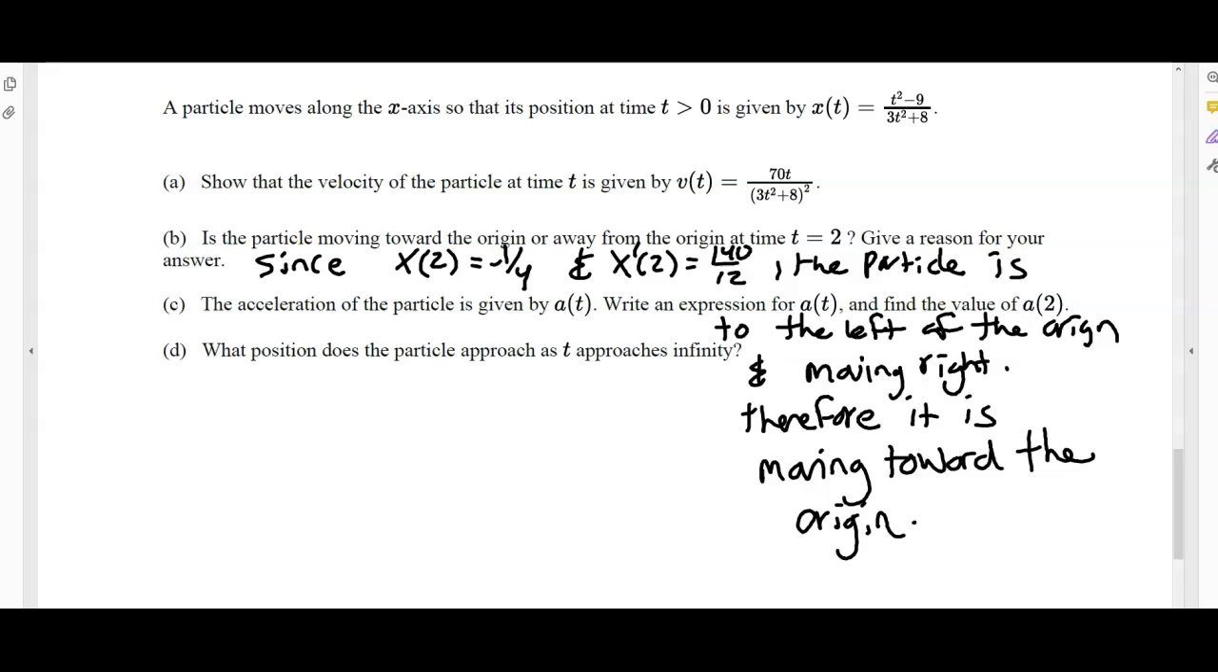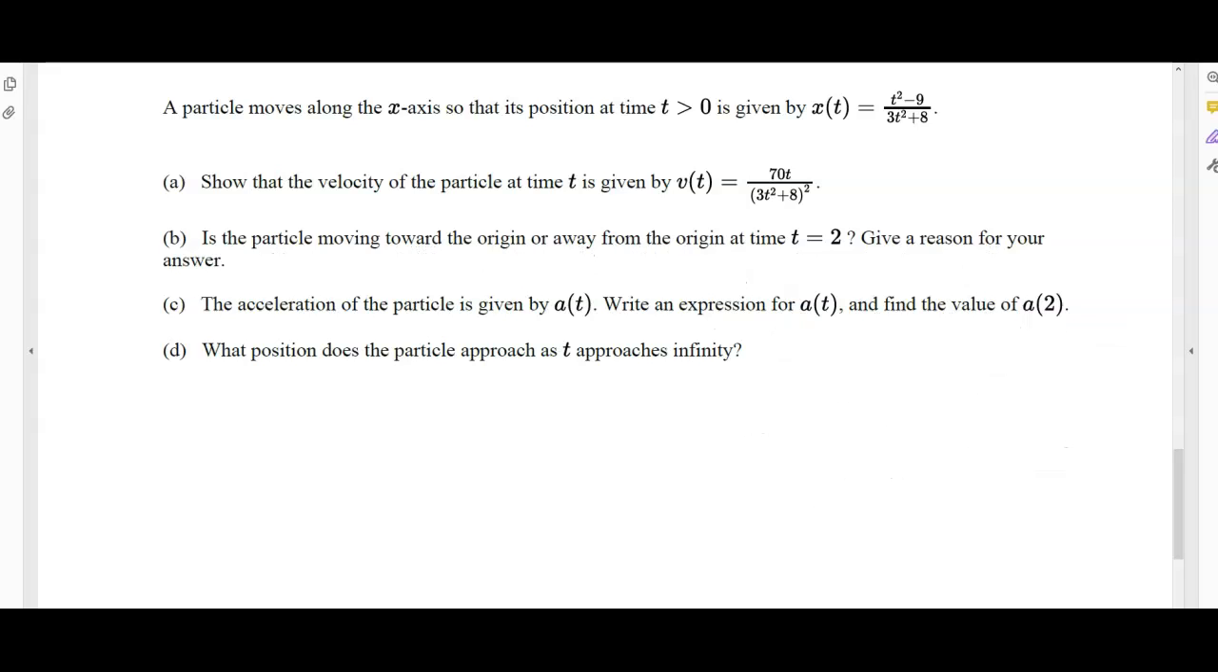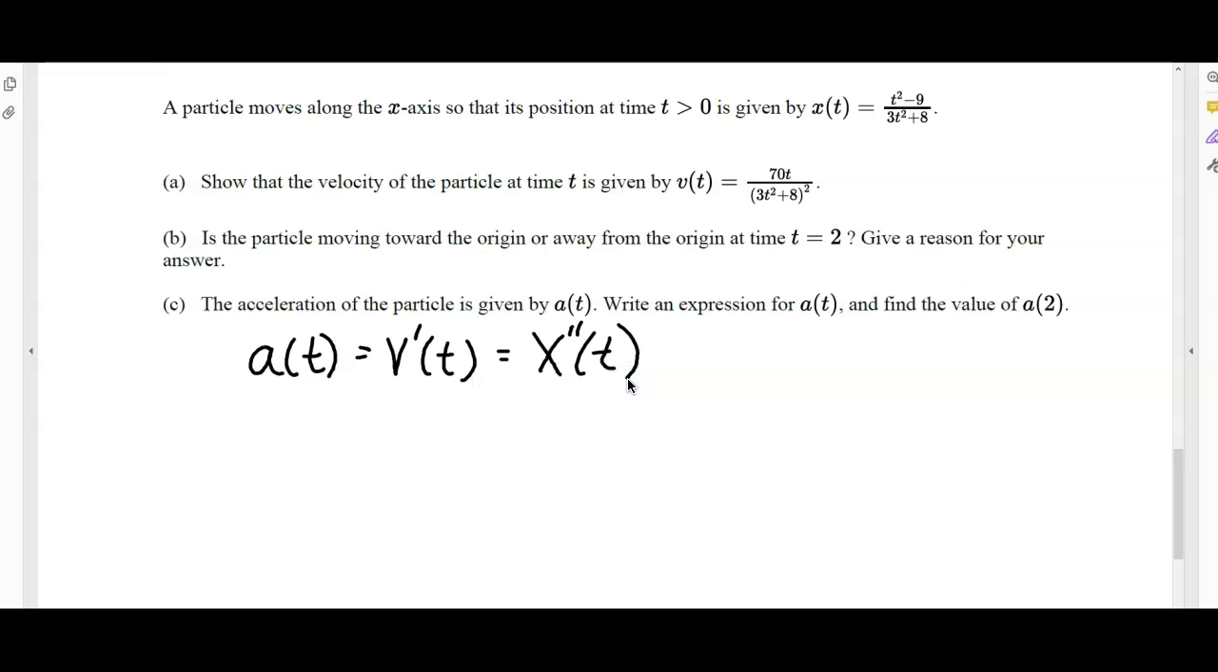All right. Let's go ahead and move on to part C. The acceleration of the particle is given by a. Now, as you guys know, acceleration is equal to the derivative of velocity, which means that it is going to be the second derivative of the position function. So they want us to find a of t.